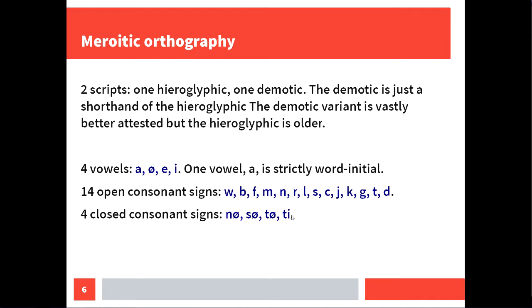We have 15 consonant signs. You can just read those out. And 4 closed consonant signs. These are consonants with an inherent vowel. Open consonants can be closed with a vowel sign, but closed consonants cannot. This is N, null, S, null, T, null, and Ti.